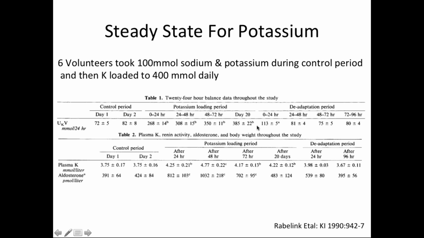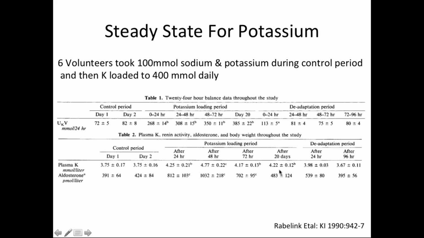The important thing to note is what their serum potassium does as well. At control period, they started off with a potassium of 3.75, and even at a peak, their potassium increases to 4.7, but at baseline, when they go back into steady state, the potassium is only 4.17 and 4.2. So with an increase in potassium intake that goes from 100 millimoles to 400 millimoles, the actual increase in serum potassium is only small, from 3.75 to 4.1 or 4.2.